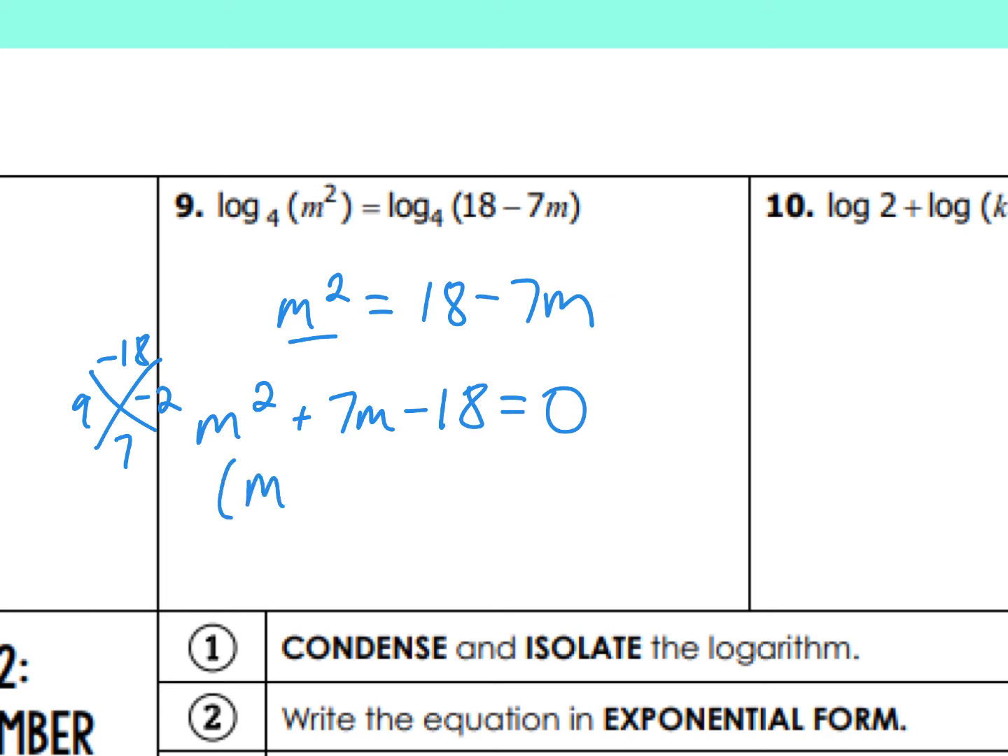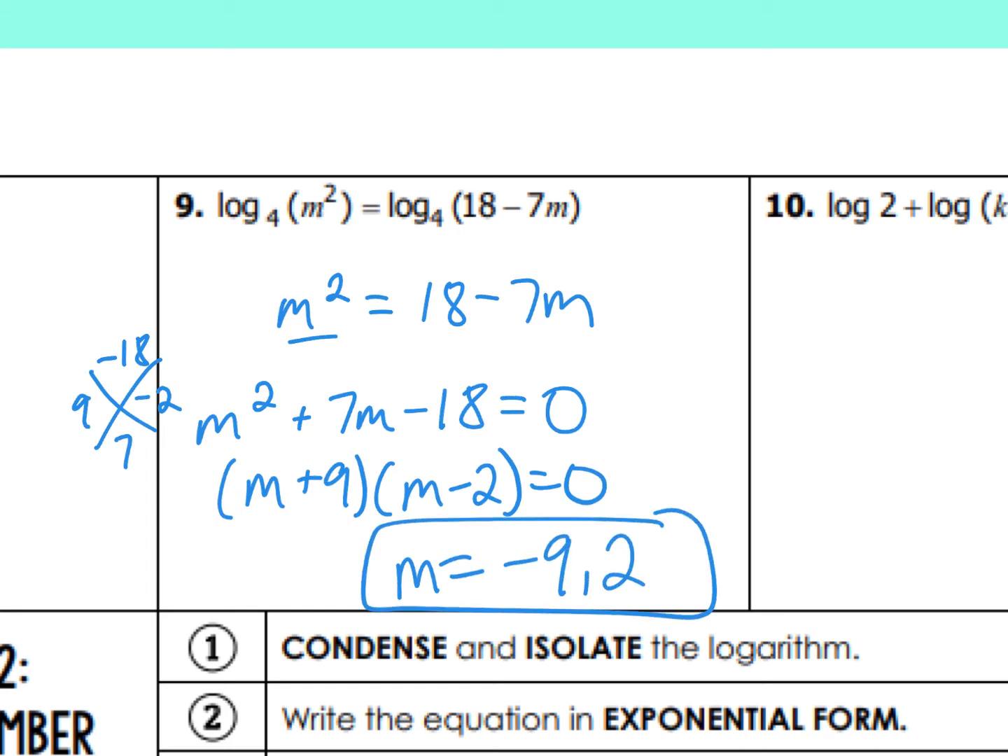So m plus 9 equals 0 and m minus 2 equals 0. My 2 values of m are negative 9 and 2 if I set both those equal to 0. Okay? Questions on that?